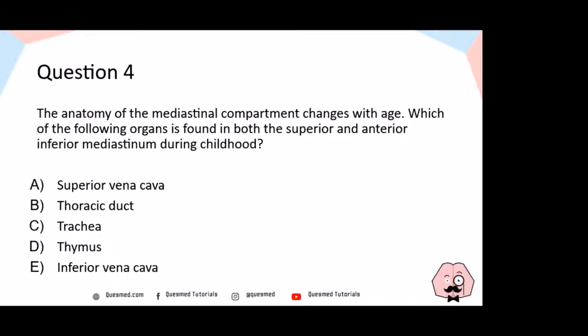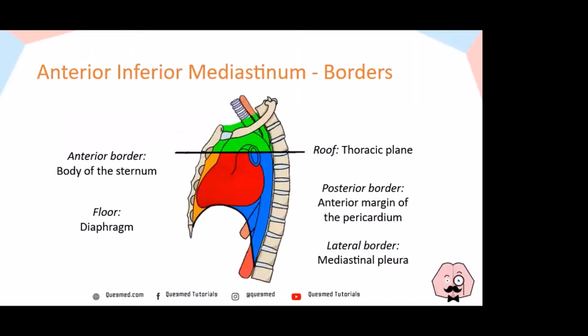So we've got 64% of you have gone with option D here, thymus, and then a minority have gone with the other options. So the answer here is thymus. So the anterior mediastinum. So in all our lectures, we're going to call it the anterior inferior mediastinum, and the middle inferior and the posterior inferior.